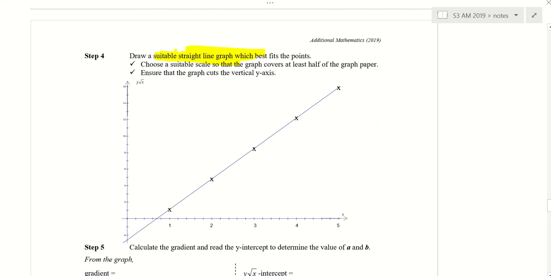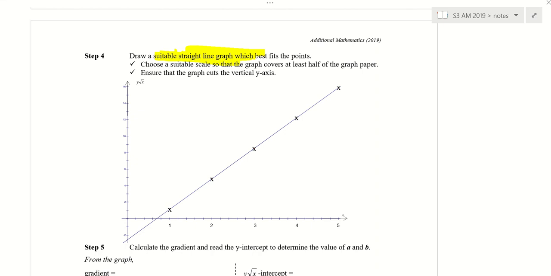Can you ask the class to underline this? Draw a suitable straight line graph. Now, I'm going to give you examples of what is a suitable straight line graph. What I need you to do is draw out some examples of a suitable straight line. Xing Hui.